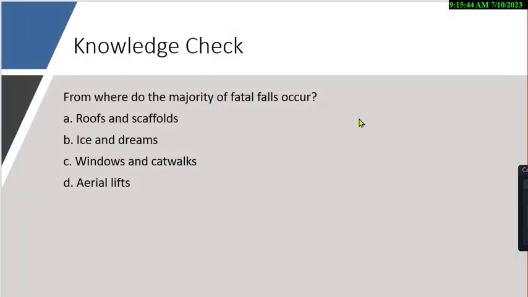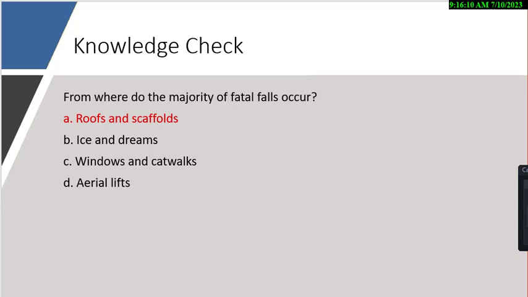So where do the most fatalities occur? Roofs and scaffolds, ice and dreams. I don't know what dreams is supposed to be. I have to change that. Windows and catwalks and aerial lifts. Which one do you think it is? Very good. Roofs and scaffolds. And this is a typical Yates question. We'll talk about the Yates book in a second.